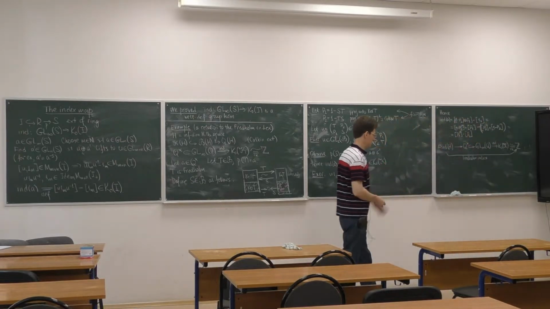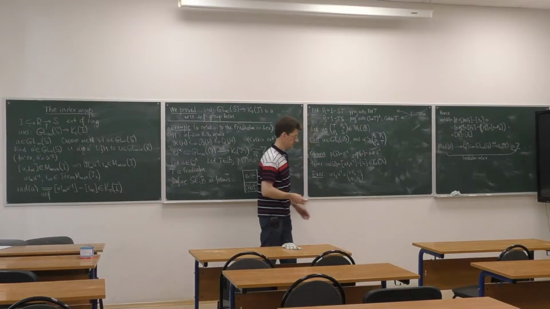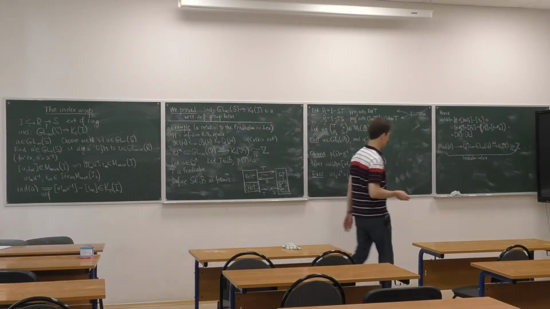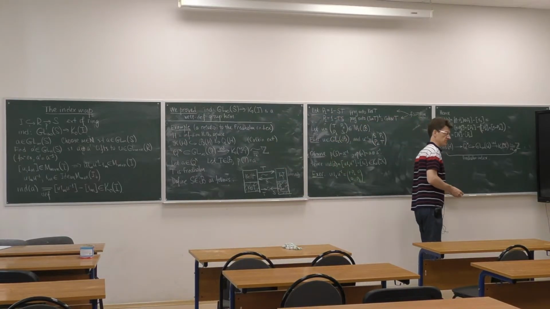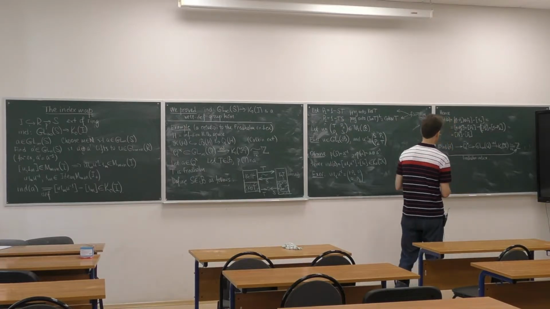So this picture explains why the K-theoretic index is so called. It is so called just because of this concrete relation to the Fredholm index.